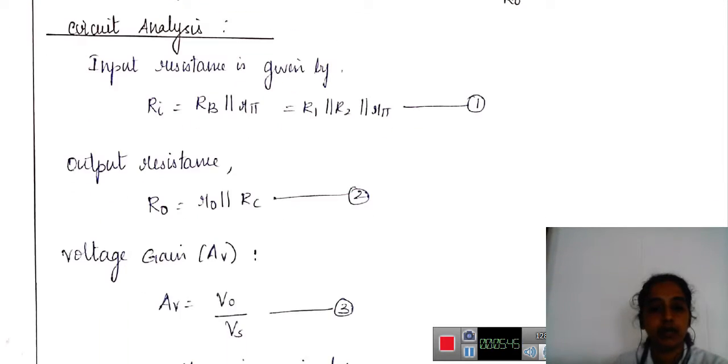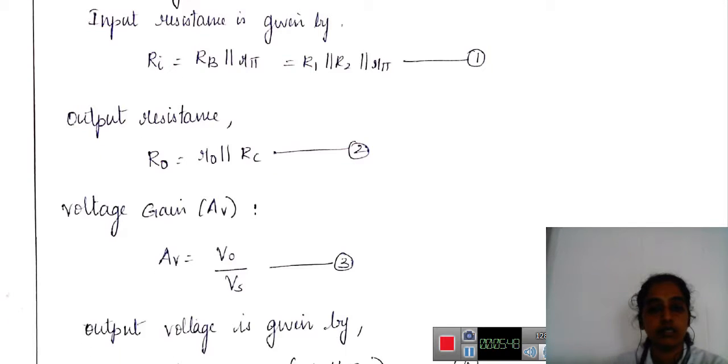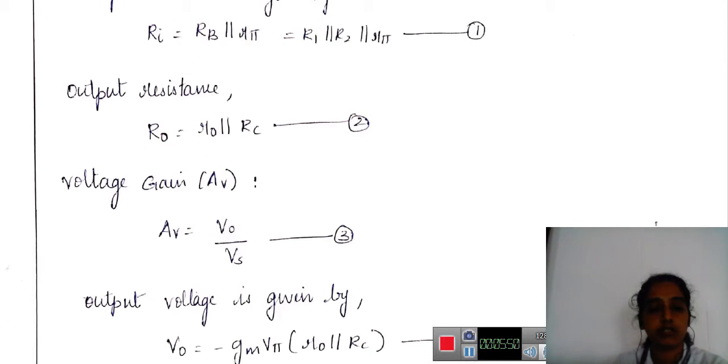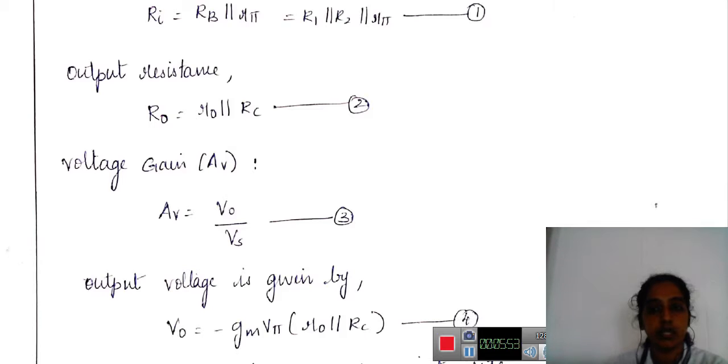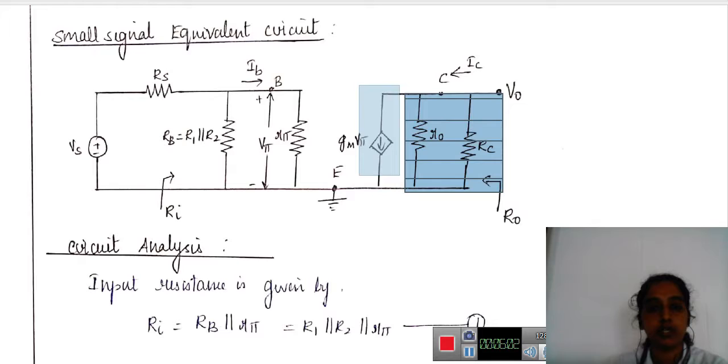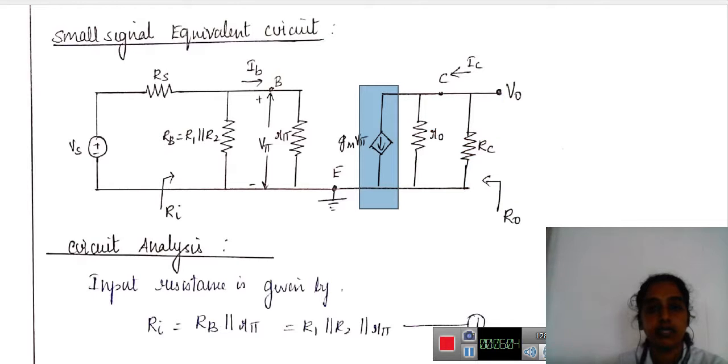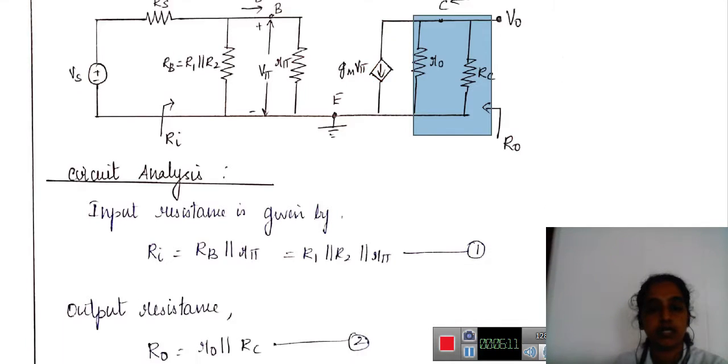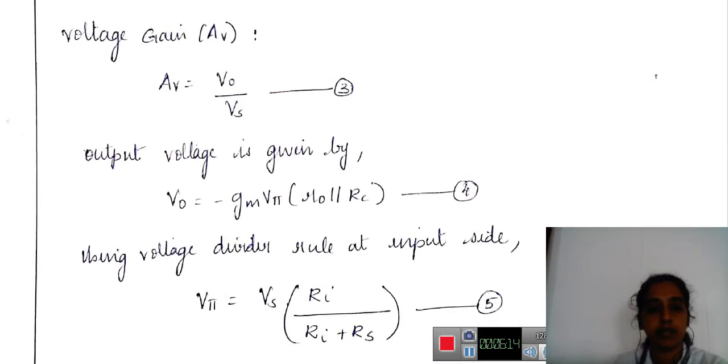So the gain is output by input, output voltage to input voltage as it is voltage gain. So what is my V0? V0 is equal to I into R. So what is my I here? So total current is Gm into V pi. I into R. R is the R0 here. R0 is small, R0 parallel to RC. Since the current is in opposite direction, I just make my value as negative. So what is V pi here?